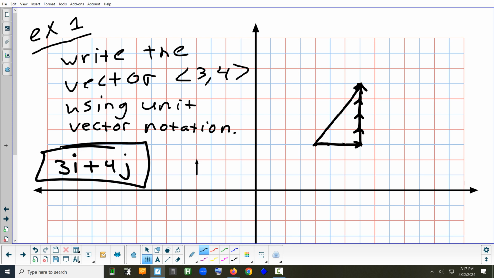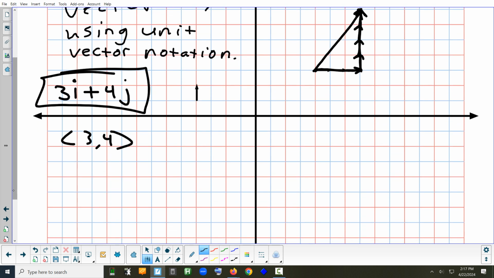That is unit vector notation. It's very similar to doing what we did before, except instead of putting angle brackets and putting the two numbers with a comma, you just do 3 of the i's plus 4 of the j's. So it's the same two numbers, just written a little different. Okay, any question on that?